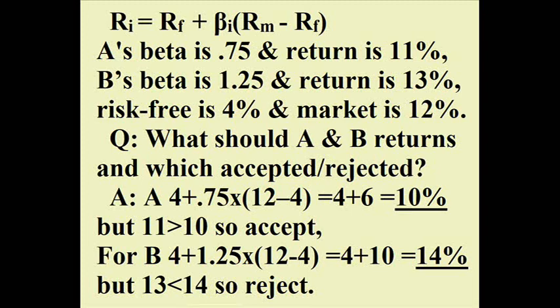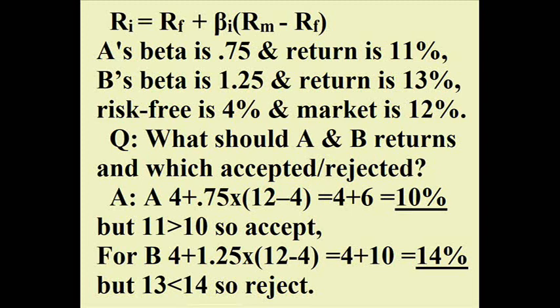Let's say we had two securities. A had a beta of 3/4, returned 11. B had a beta of 1 1/4 and returned 13. The risk-free is 4%. Return to the market is 12. That means the market premium, the difference of the two, is 8 percentage points. What should they be, and which one should be accepted or rejected?